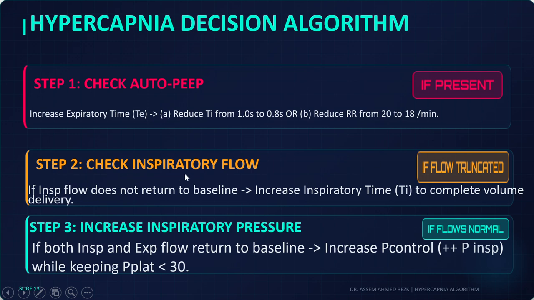If normal, check inspiratory flow. If the inspiratory flow is truncated, meaning it doesn't reach the baseline, increase inspiratory time to complete the volume delivery. Good. Then increase the inspiratory pressure. When do you increase pressure? If both inspiratory and expiratory flow return to the baseline, increase the pressure control while keeping the plateau pressure less than 30.